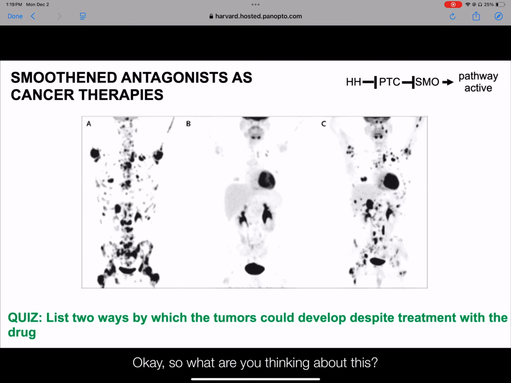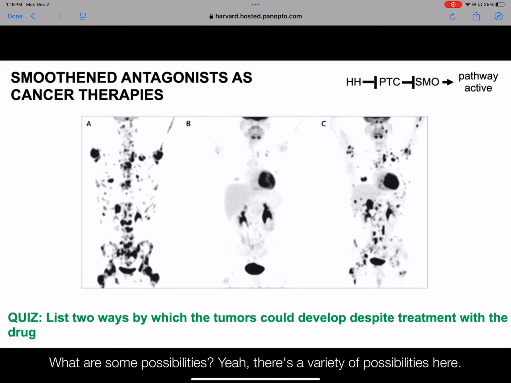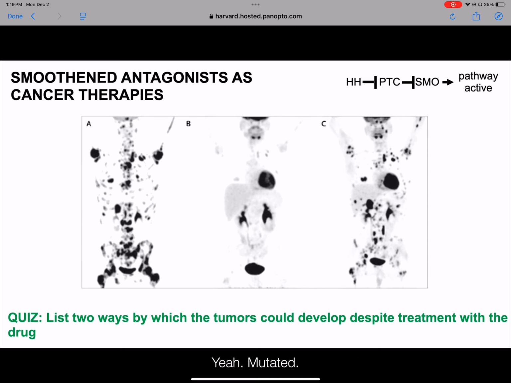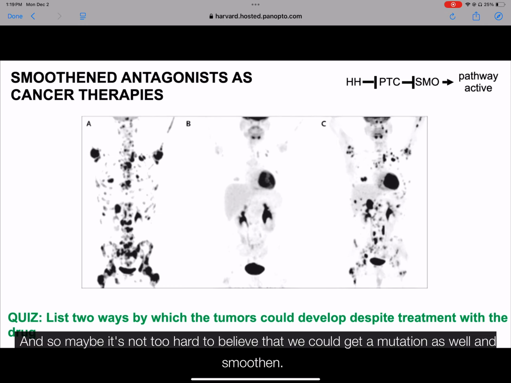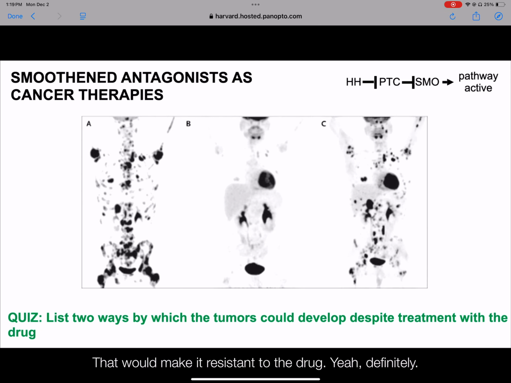Okay, so what are you thinking about this? What are some possibilities? There's a variety of possibilities here. Yeah. Mutation rates, so maybe it could mutate smoothened in a way to be unable to bind to the drug. Okay, so basically, right, we had a mutation that caused patched to disappear, right? So maybe there's already a higher mutation frequency, and so maybe it's not too hard to believe that we could get a mutation as well in smoothened that would make it resistant to the drug. Yeah, definitely. Other ideas?